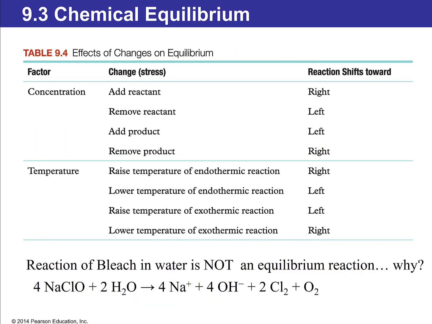So here's sort of like the summary for them. What happens if you add or remove reactant and which way the reaction will shift? This only happens once you reach equilibrium. You've got to have equilibrium, equal forward and reverse. If I add reactant, then the reaction shifts to the right, which would be a forward direction. If the reaction shifts to the left, that's the reverse.